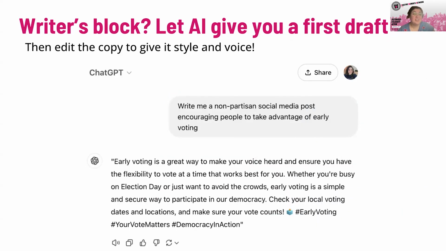Another way that I like using it is, so this is from ChatGPT. If you're just tired and you're looking at a blank page, like, oh, I know that I need to write this, but I don't even know where to get started, you can go on here and use it as a first draft. And then you can edit the copy to give it style and a voice and some flair.